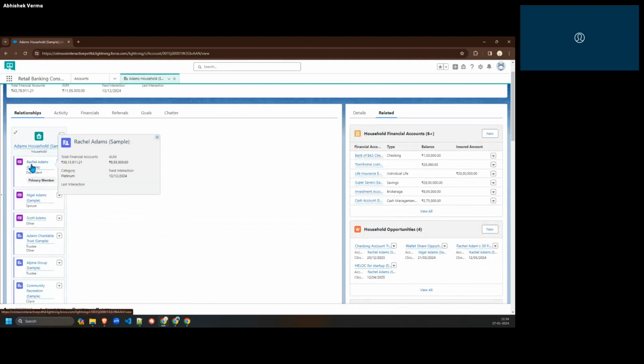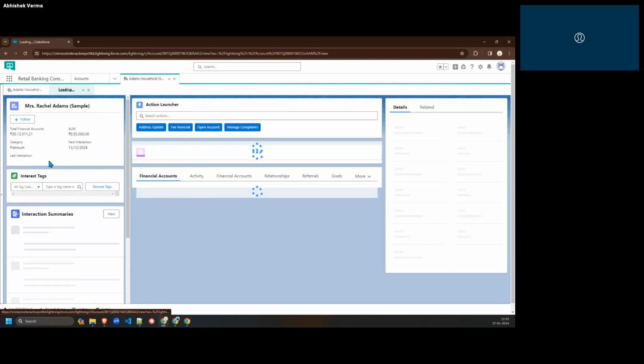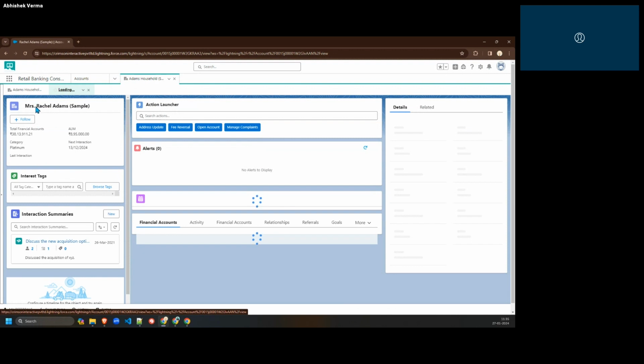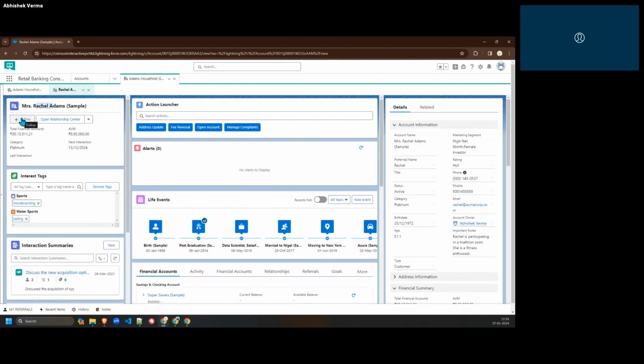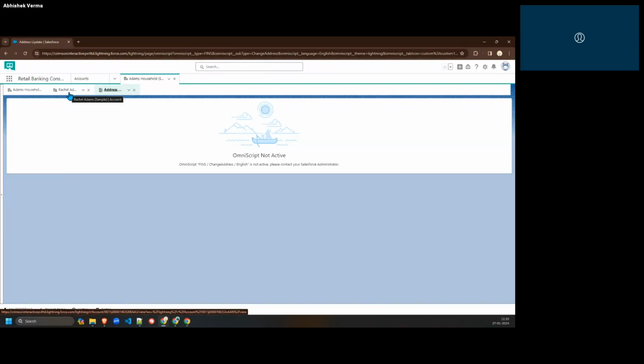And if we go to the relationship in Adams, Rachel Adam is a person here, and let's say Rachel Adam calls a particular bank, saying, "Hey, I want to update my address." So I just click on address update, and a flow will open up, and I just update her address.